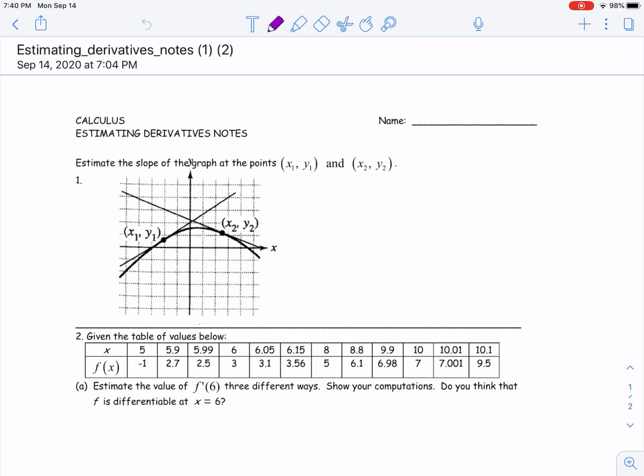Today we're going to be estimating derivatives from a graph or from a table. It just gives you a ballpark figure on what it is. So in this first example, here's this point, and they want to know the slope of that tangent line. So you just draw one.